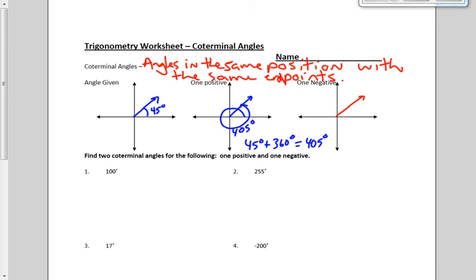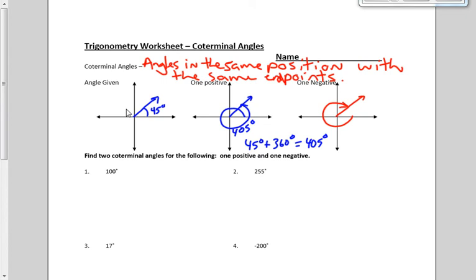If I want to get a negative angle, the angle is going to be the same. It has the same position, the same endpoints. It looks exactly the same. But instead of going up to the left in a counterclockwise direction, I'm going to go down in a clockwise direction, and that's going to give me a negative angle.